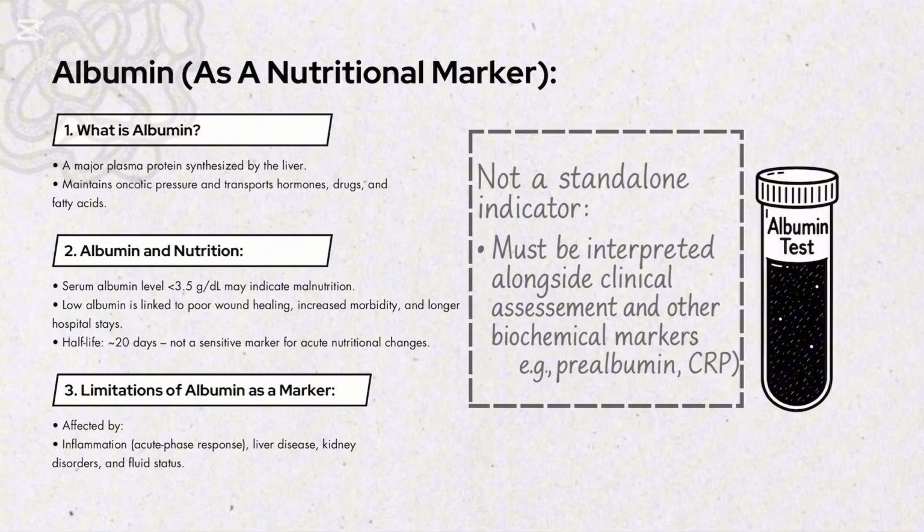Albumin as a nutritional marker. Albumin is commonly used in clinical settings to assess nutritional status, but it's important to understand both its value and its limitations. First, what is albumin? Albumin is a major plasma protein synthesized by the liver.